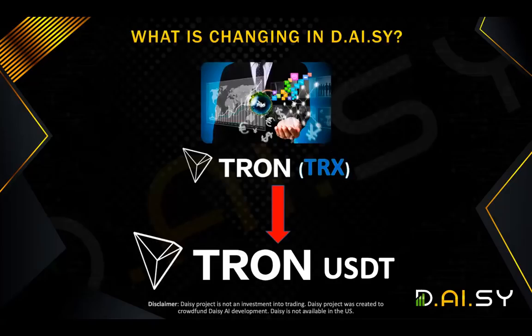Now, what is changing in the whole Daisy project? It is just the medium of payment, just the currency, the cryptocurrency that is being used. It used to be Tron, also known as TRX. It will now be the Tron USDT, which is in fact known as USDT. But we're calling it Tron USDT because it has to be transacted on the Tron blockchain, on the Tron network, because Daisy smart contract is based on the Tron smart contract.